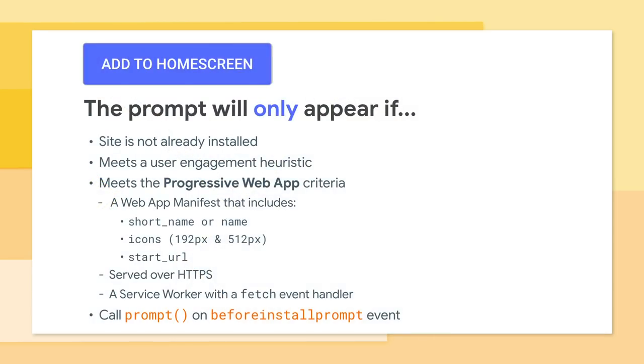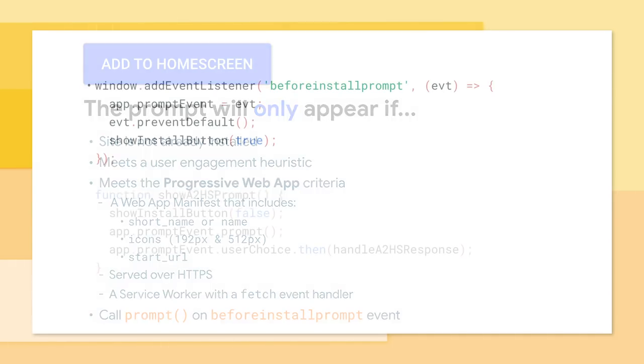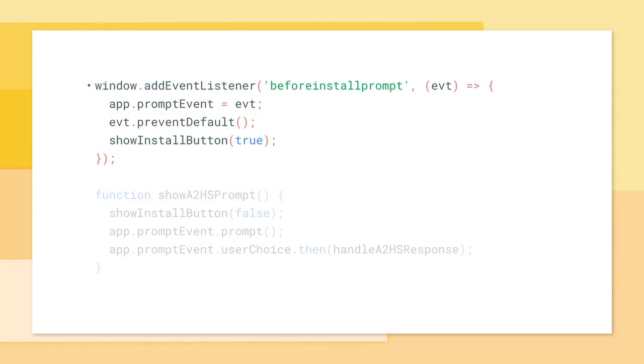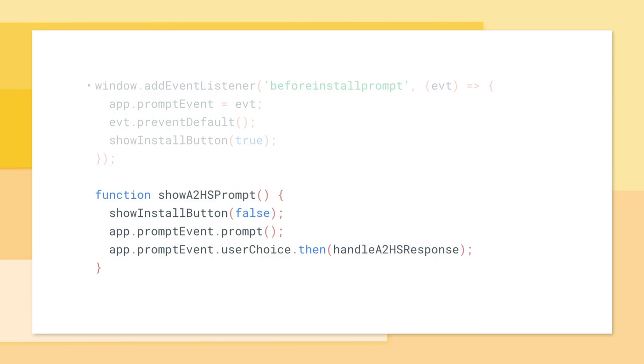If your app meets the standard progressive web app criteria, Chrome will fire the before install prompt event, but it won't automatically prompt the user. Instead, save the event, then add some UI, like an install app button, to your app to tell the user that your app can be installed. Then, when the user clicks on that button, call prompt on the saved event. Chrome will then show the prompt to the user. If they click add, Chrome will add your progressive web app to their shelf and launcher.